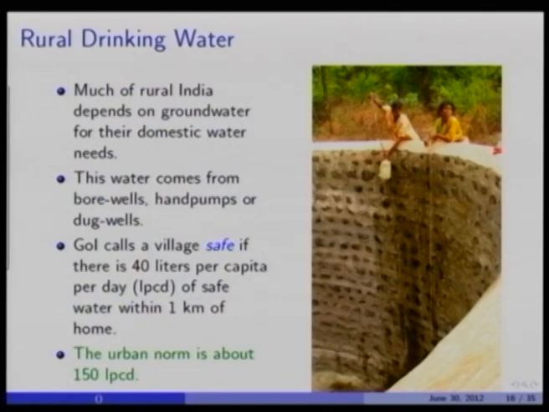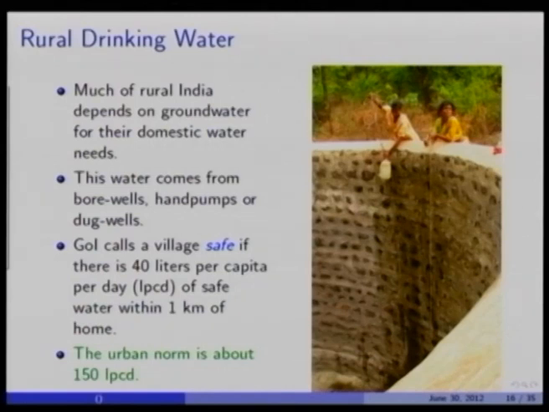So let's look at it. We of course know that much of rural India actually uses groundwater, 80%, 85 maybe. And this comes from various sources. Now let's understand, for example, there's a drought coming. We know there's a drought coming, right? So when can I call a village safe? Well, the Government of India says when it gets 40 liters per person per day. Every person should get 40 liters, then it's called safe.